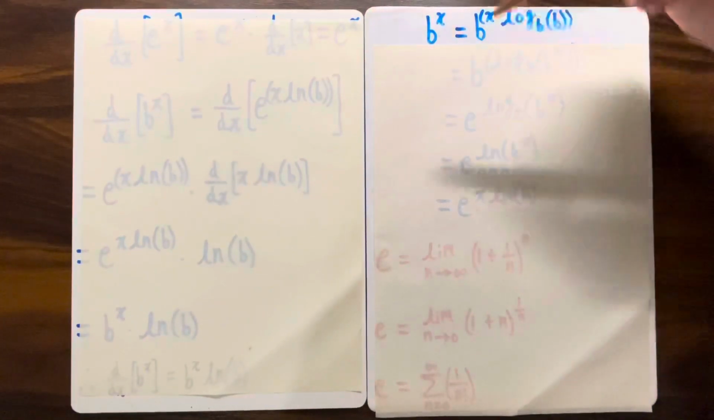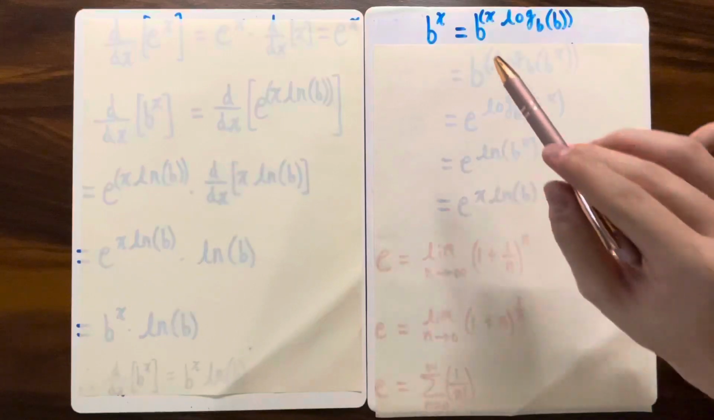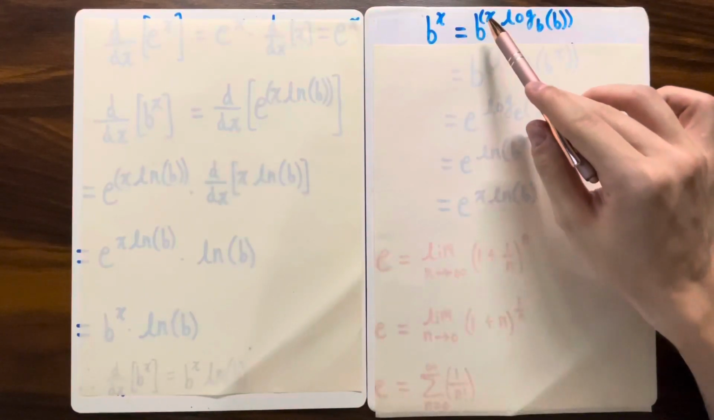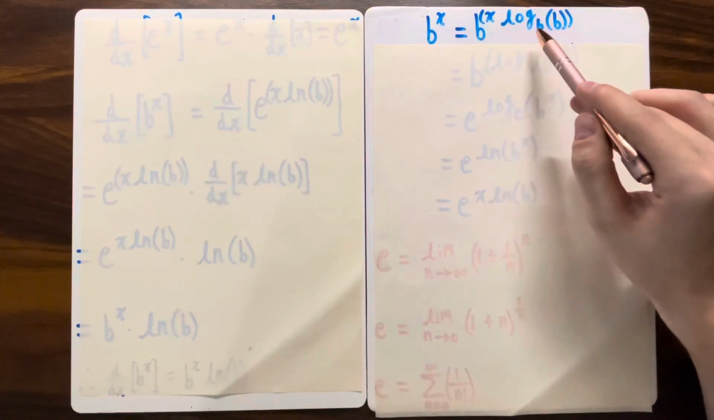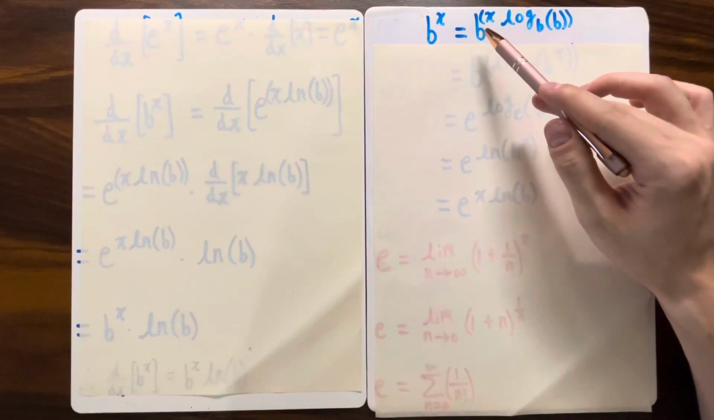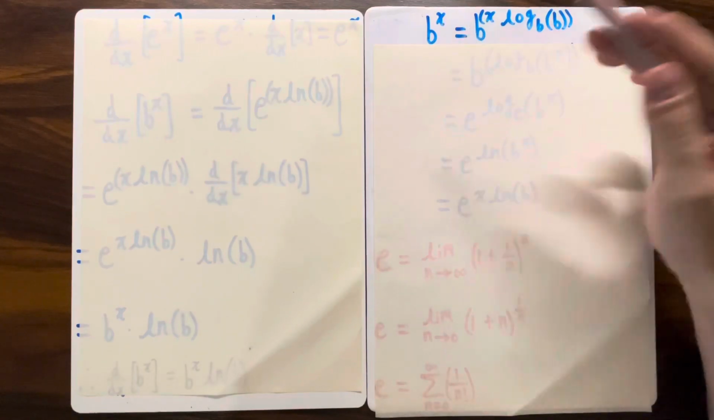Trying to take the derivative of b to the x, we know that b to the x is the same thing as b to the x times log base b of b. Of course, log base b of b is just 1, so it's like b to the x times 1, which is b to the x.